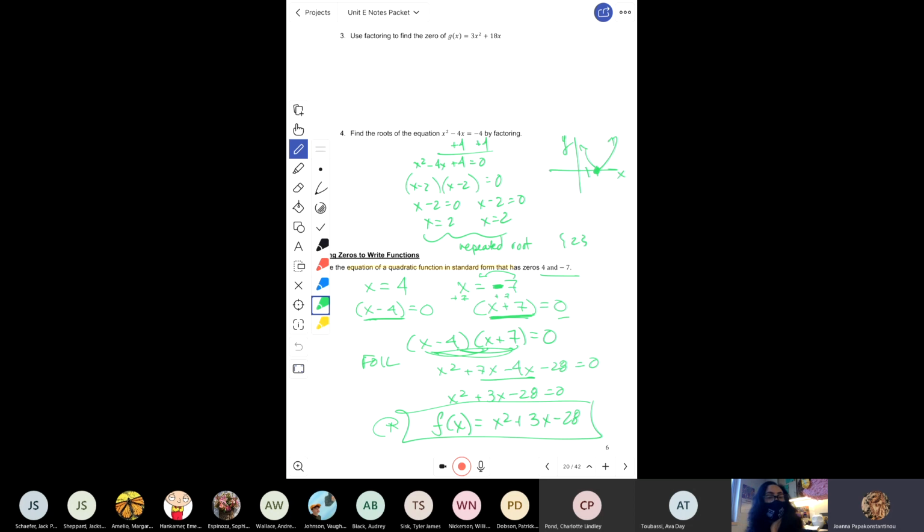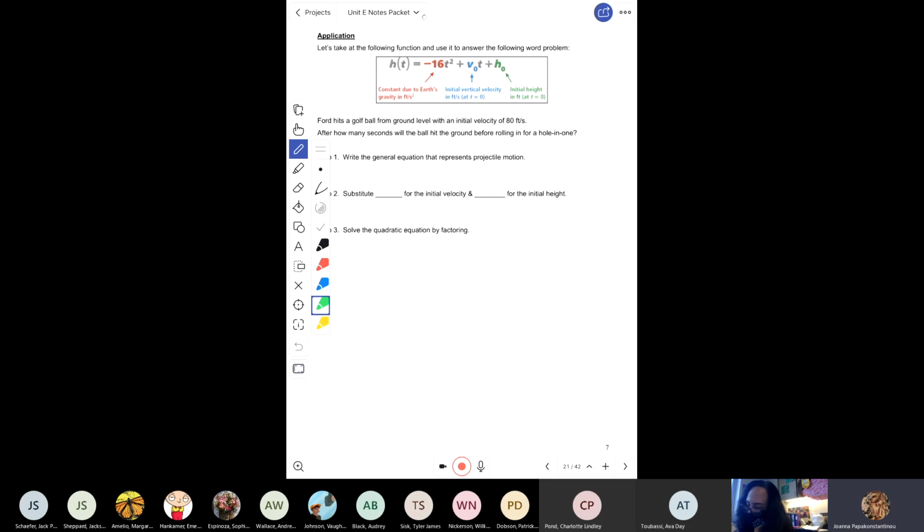Okay, let's do an application problem, and then we're going to go back to all the ones we skipped. I'm going to let you work them, and then we're going to go over the answers. But I want to do an application problem first. Okay, so let's take a look at the function that you've been given.